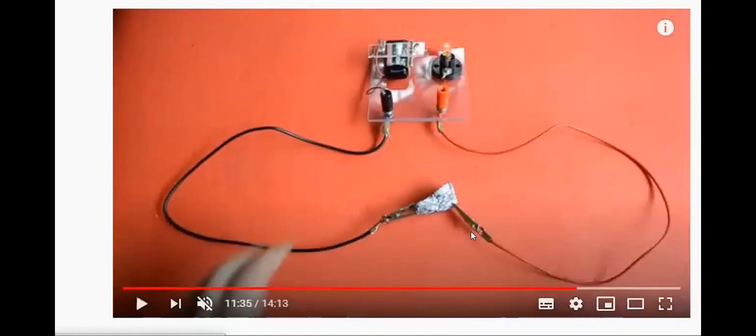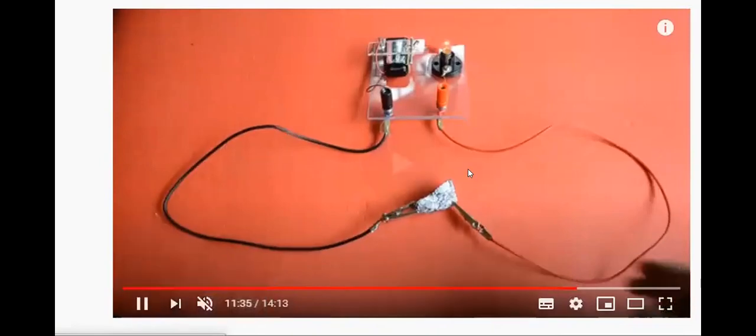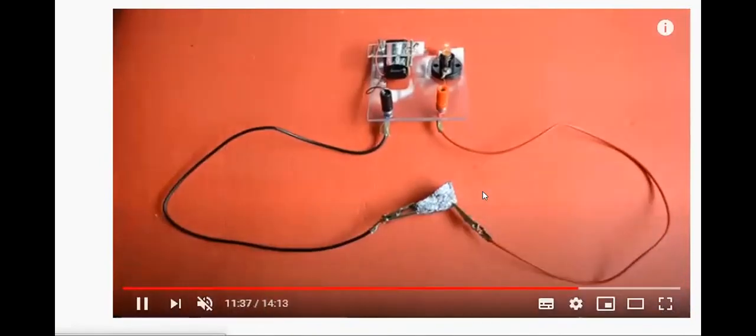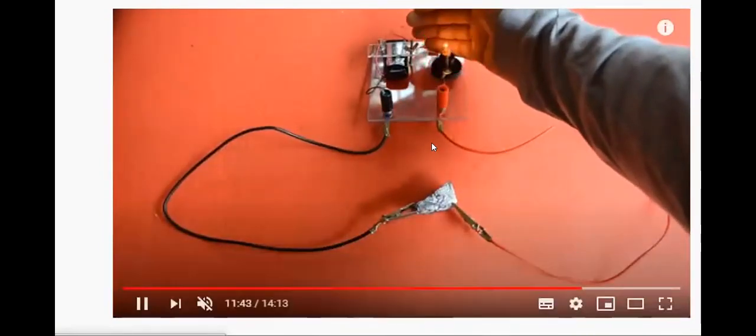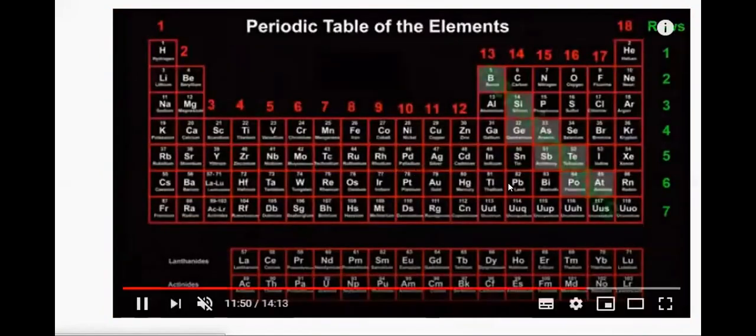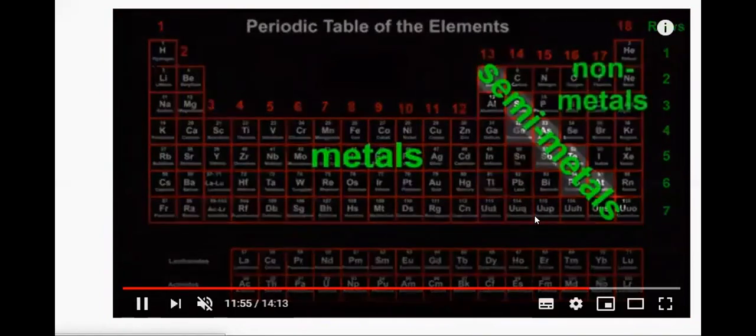All right, so here we are using silicon, all right? As you can see, the bulb is lightly shining. It's not much of a shine there. It's not glowing brightly, but it's still a conductor of electricity. So it's still regarded as a semiconductor or semi-metal. Okay. Right, so I'm going to go back to the notes now.